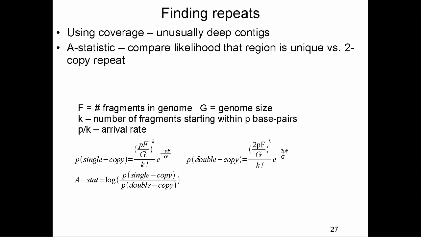The A statistic is simply the log ratio of the probabilities of a particular genomic region having been generated from a two-copy repeat versus unique DNA. The probabilities are derived from Poisson statistics.